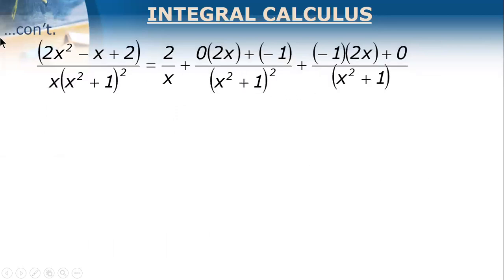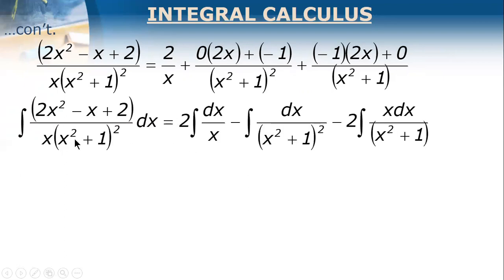Okay, so this is the result: A over x, B times 2x plus C plus D times 2x plus E. And we integrate the integral of dx over x. What remains is negative 1, so it's negative dx over x squared plus 1 squared. And then 0 and E, negative 2x, so negative 2x dx over x squared plus 1.